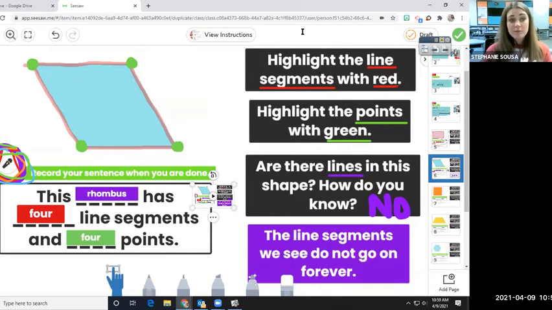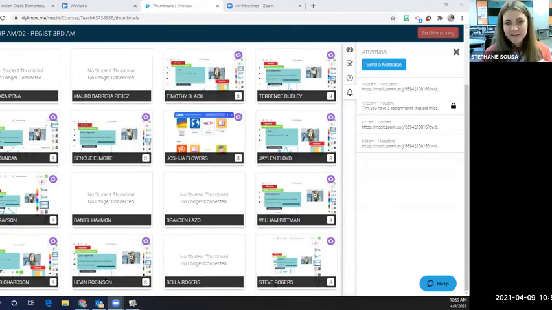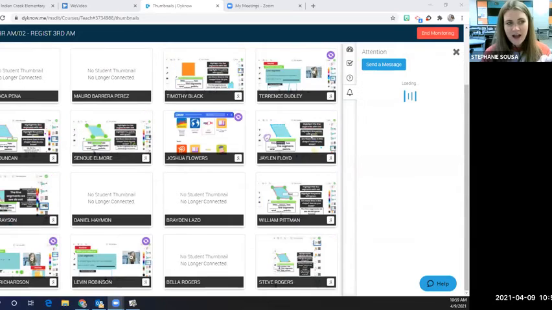So I'm going to put myself on mute. I'm going to mute all you guys. And right now you're going to click on that microphone and record yourself. I am going to be watching your screens over here to make sure that you are doing that. Okay, so we're going to record yourself reading the same sentence that I just read. This rhombus has 4 line segments and 4 points. Okay, here you go. Go ahead and record. Take 30 seconds now.